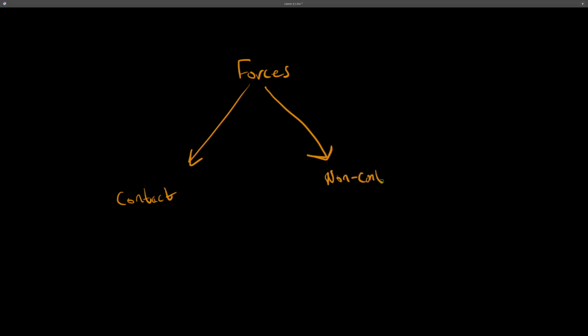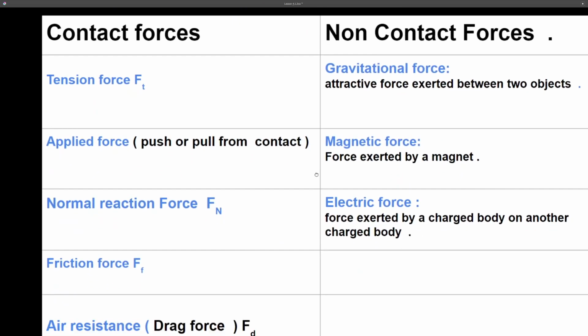So forces can be categorized into two different categories. One being contact forces, meaning that two objects have to touch to apply a force. So for example, when I push an object, I touch it and I make it move. Now, non-contact forces such as gravity are the other category. Or electric force, like for example, electricity passing through a cable. That's a non-contact force.